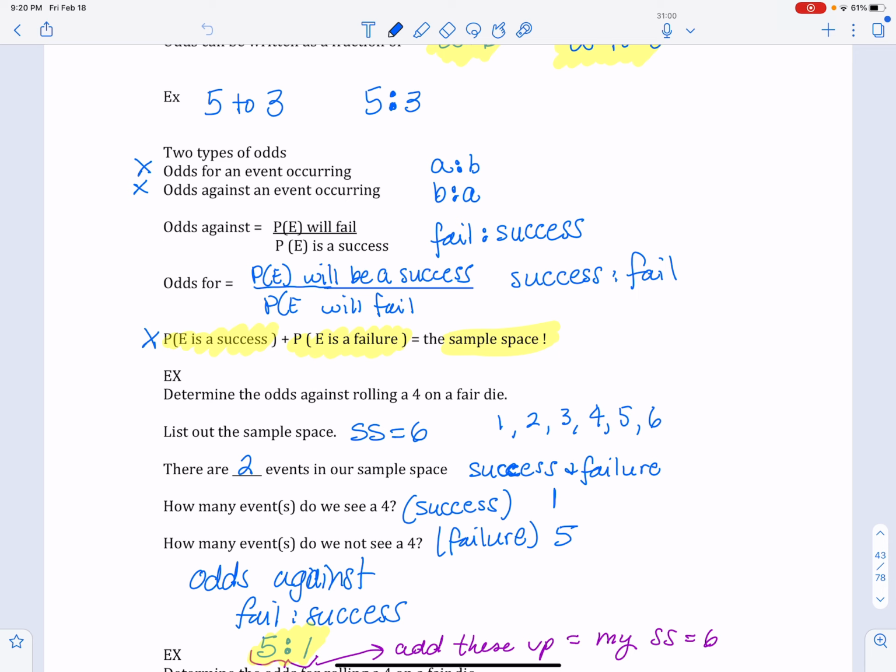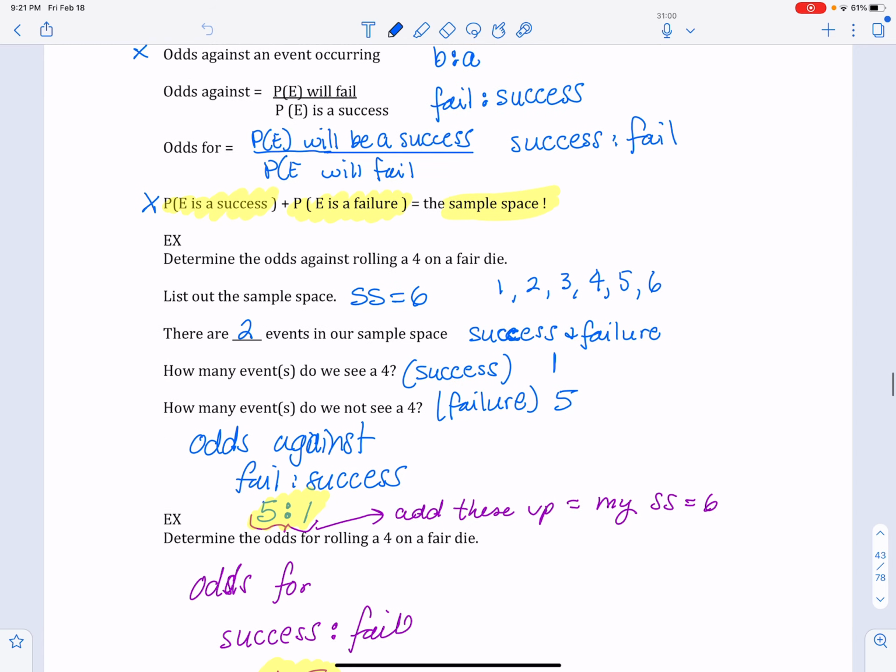Now here's the deal. When you have a sample space, your failure plus your success should equal your sample space. So that's how you can check to see if your odds are correct. So once again, odds for is the probability that the event will be successful over the probability that the event will fail, or success to failure. Once again, the probability that the event is a success plus the probability that the event is a failure should equal the sample space.